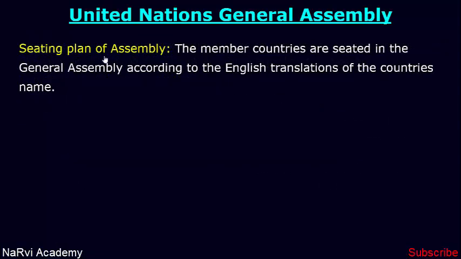The seating plan of the Assembly. The member countries are seated in the General Assembly according to the English translation of the country's name. The country which occupies the frontmost left position is determined annually by the Secretary General via ballot draw. The remaining countries follow alphabetically after it.